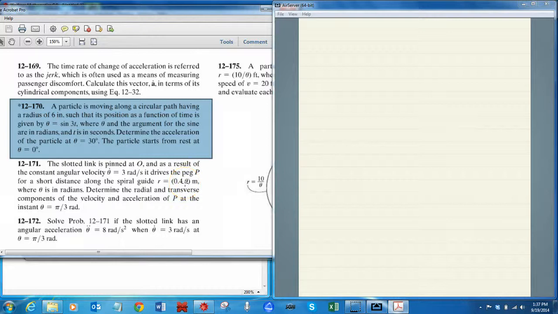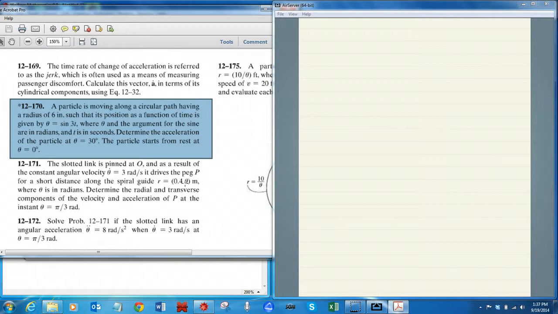Okay, this is about trying to solve problem 12-170, which you can see on the screen. It says a particle is moving along a circular path having a radius of 6, such that its position is given by theta, and everything's in radians, etc. What they want is the acceleration of the particle when theta is 30 degrees. They give the initial condition that it starts from rest when theta equals 0.